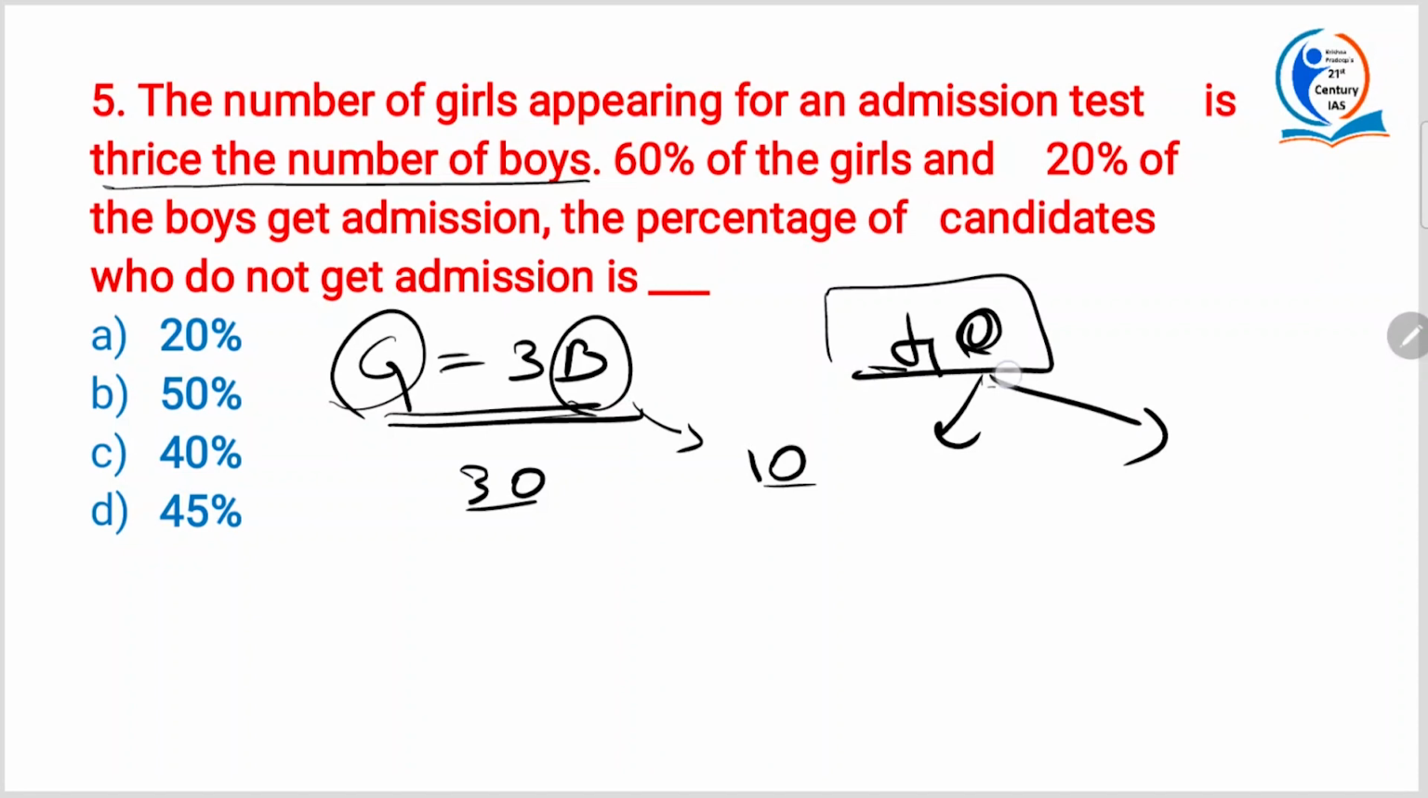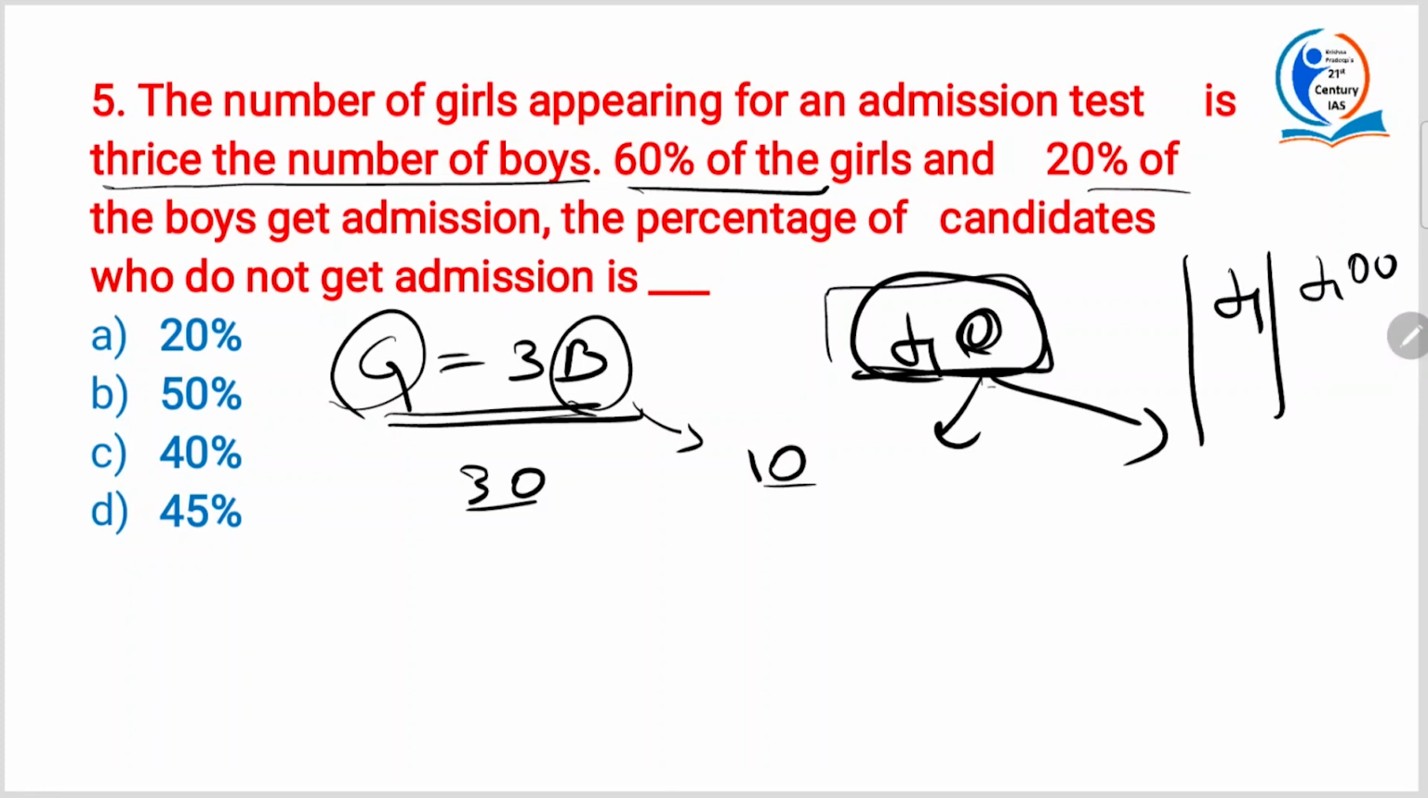And how will I get this idea to take 40? Why can't I take 4? You can take 4 also. But again, 60% of the girls, 20, it might be a little confusing. You can take 4 also. You can take 400 also. It's your wish. But this particular number should satisfy this equation.